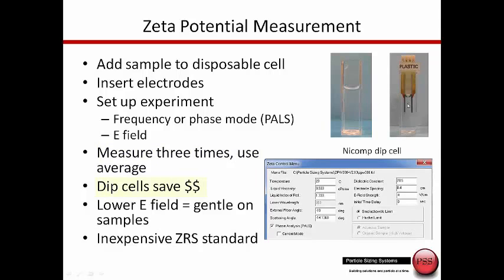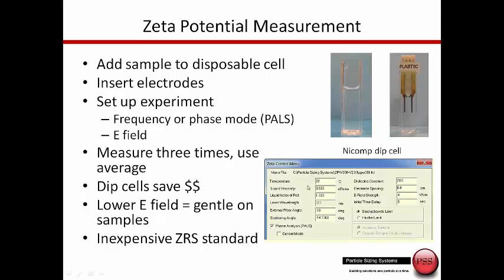These dip cells are actually the less expensive way to take the measurement compared to disposable cells, because this dip cell will last you for thousands of measurements over many years. We can work at much lower voltages, a smaller applied electric field, because we're actually taking this measurement directly in between the electrodes. It's also very, very beneficial when measuring biological samples, because then we reduce the joule heating and we don't have to worry about baking the sample onto the electrode. It's also better at high salt concentrations.